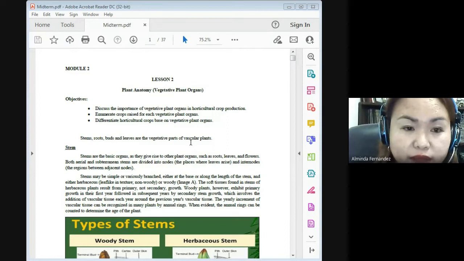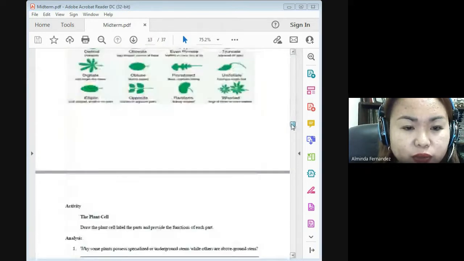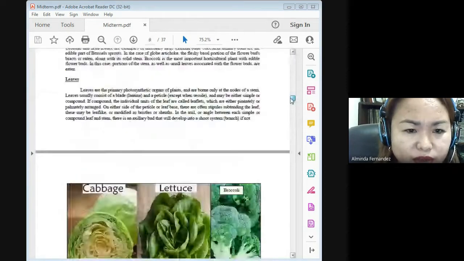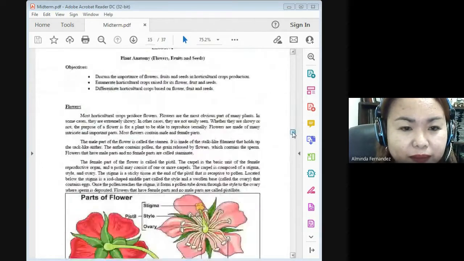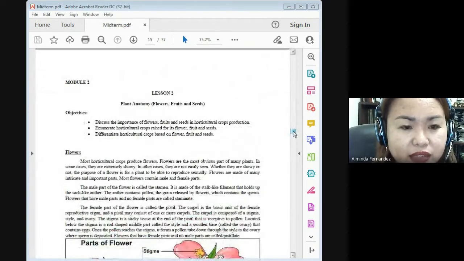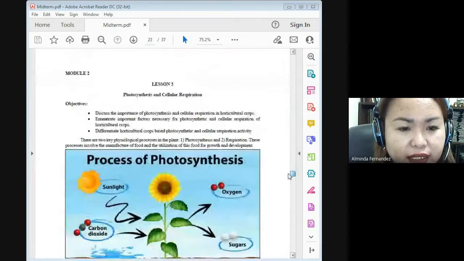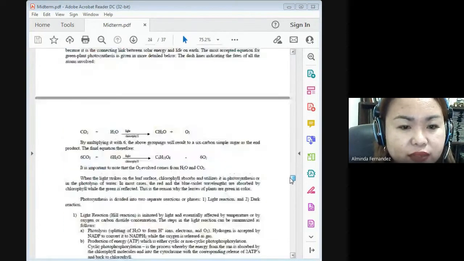In continuation of our lesson on the midterm module, we finished plant anatomy already, and so we're going to continue on lesson 2, which is flower anatomy. And lastly, we are here now on lesson 3, photosynthesis and cellular respiration.